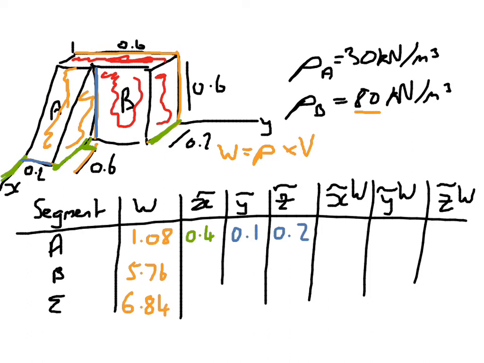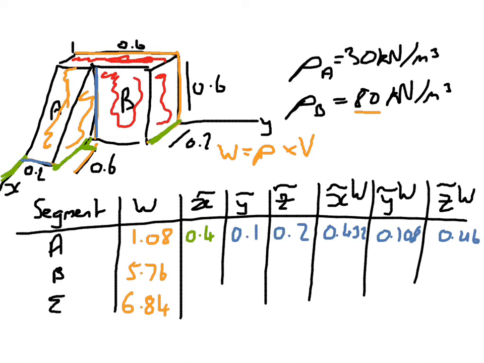If I then multiply my X tilde by W, my Y tilde by W, and my Z tilde by W, I get 0.432, 0.108, and 0.216. My X tilde, Y tilde, and Z tilde positions for the cuboid.